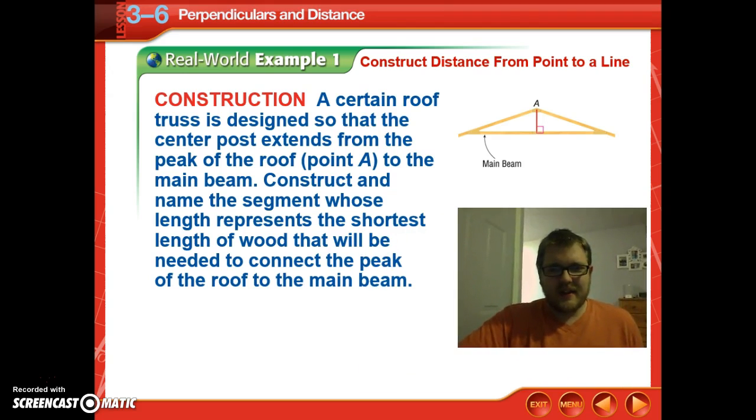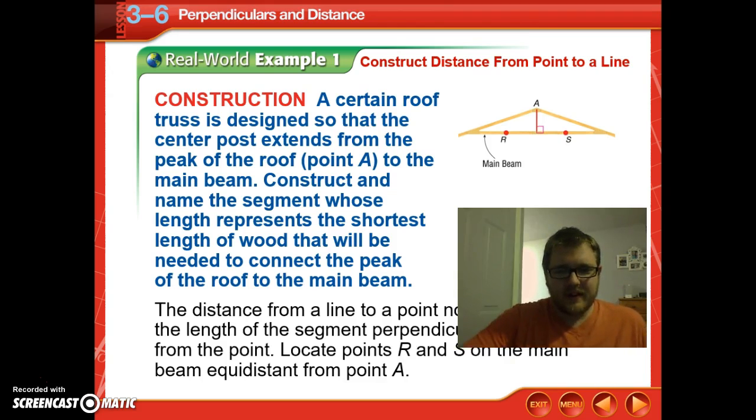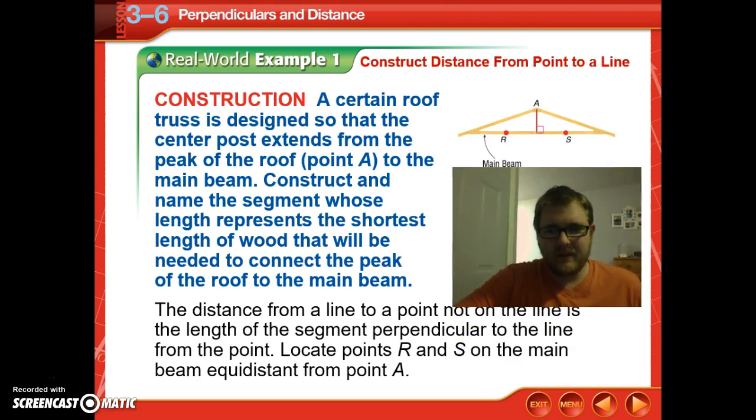So let's look at this example. A certain roof truss is designed so that the center post extends from the peak of the roof, point A, to the main beam. Construct and name a segment whose length represents the shortest length of wood that will be needed to connect the peak of the roof to the main beam. Now the construction part is something we'll go over in class. We'll talk about constructing perpendiculars to a line.